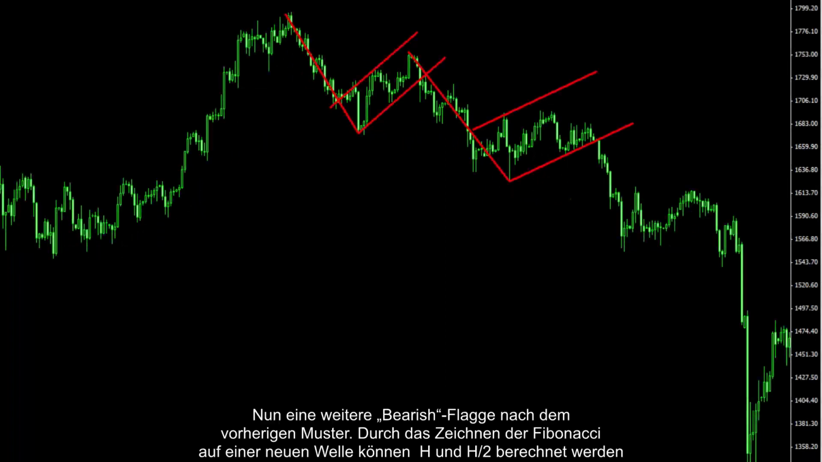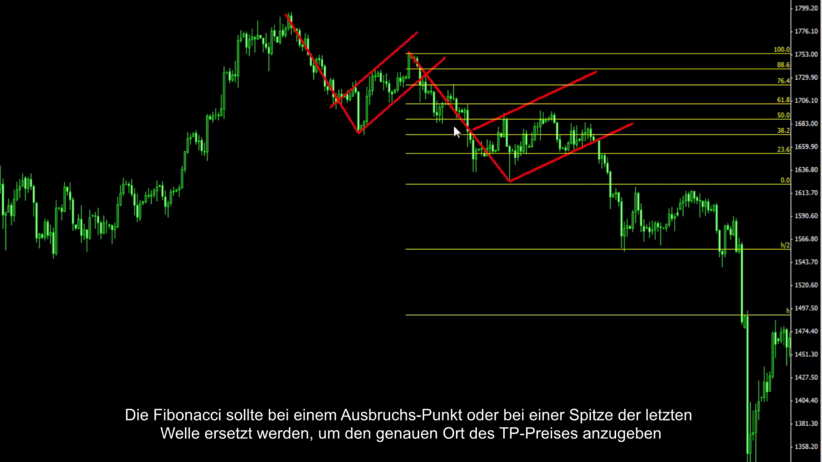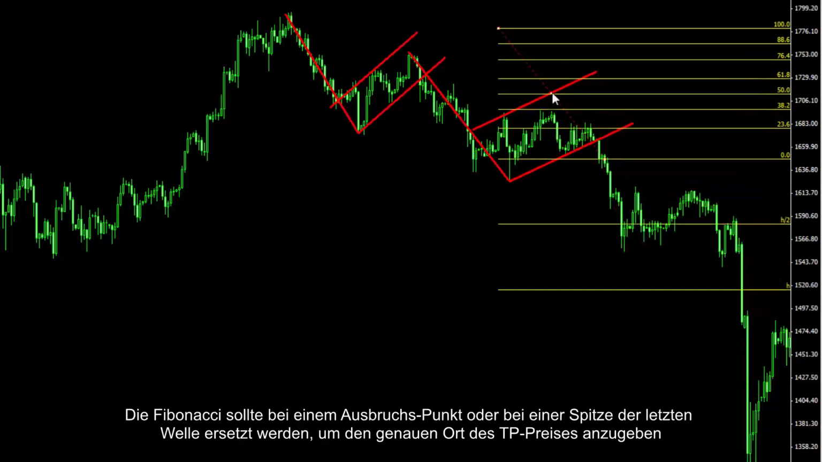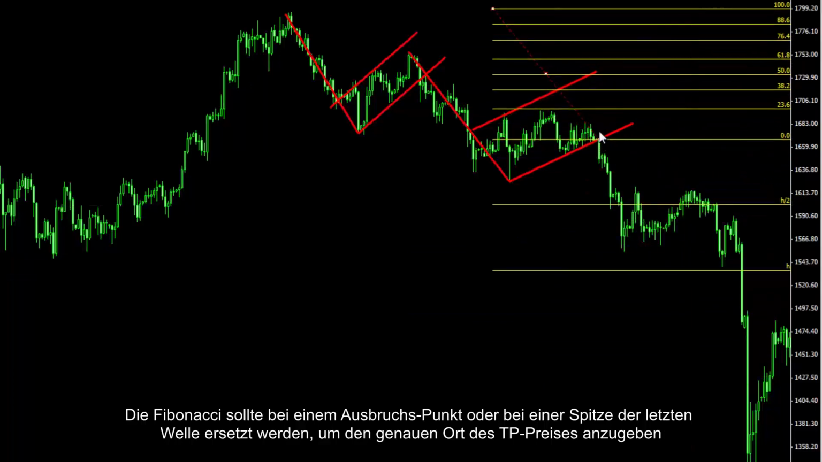Just another bearish flag after the previous pattern. By drawing Fibonacci on a new shaft, h and h2 can be calculated. Fibonacci should be relocated to a breakout point or a peak of the last wave to specify the exact place of the TP price.